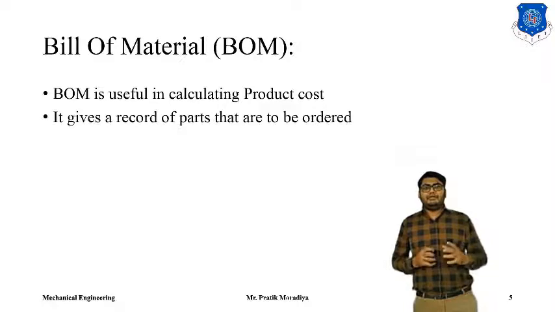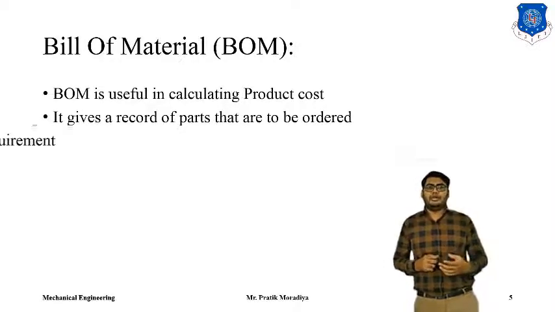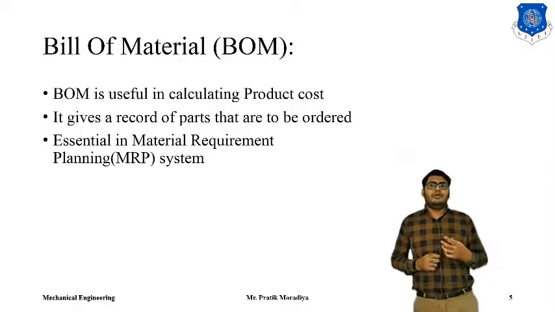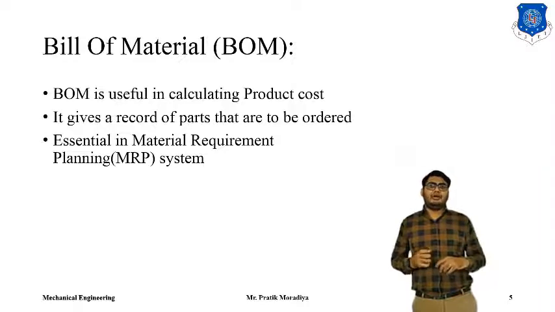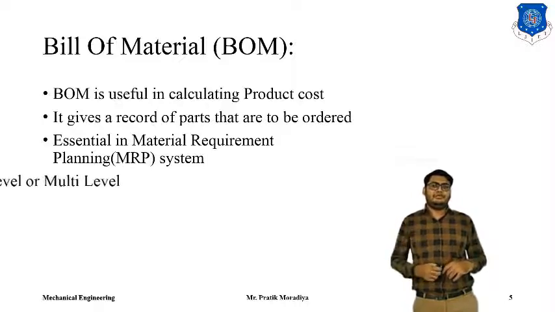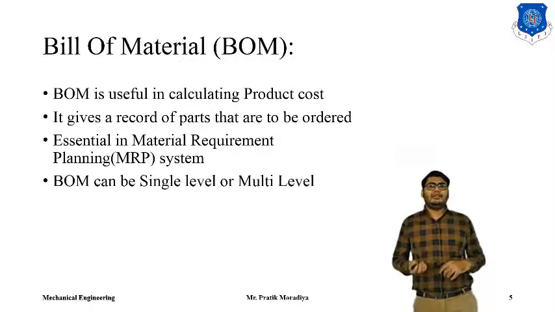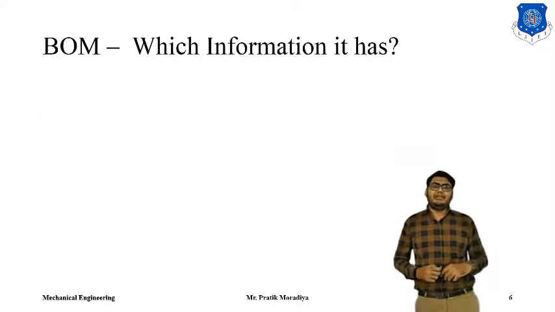Also, we can have a record of the items that need to be ordered, and we can have a schedule of when to order those items. It is therefore an important input in the MRP system, that is material requirement planning system. Bill of material is one of the inputs of the MRP system. And bill of material can be single level or multi-level. Now, what do you mean by single level or multi-level? Let us discuss that with an example.